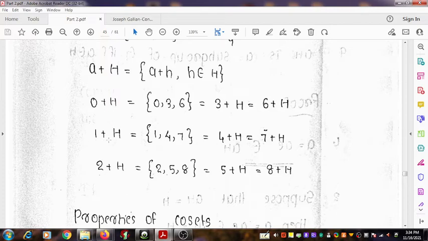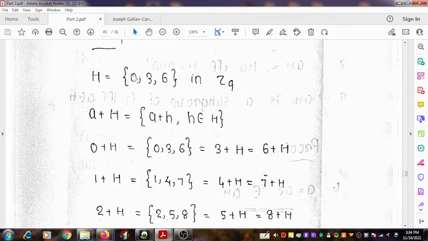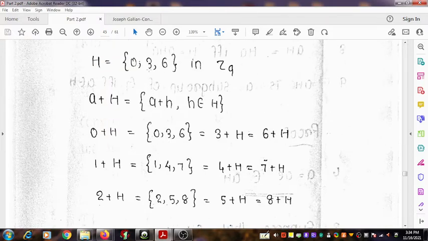And then another, a different coset. If you want a different coset, you have to add 1. When 1 is added to H, you get the elements. The elements in H are 0, 3 and 6. So when 1 is added, 0 plus 1, 1; 3 plus 1, 4; and 6 plus 1, 7 are the elements existing in this coset 1 plus H. But the same left coset is equal to 4 plus H and equal to 7 plus H.